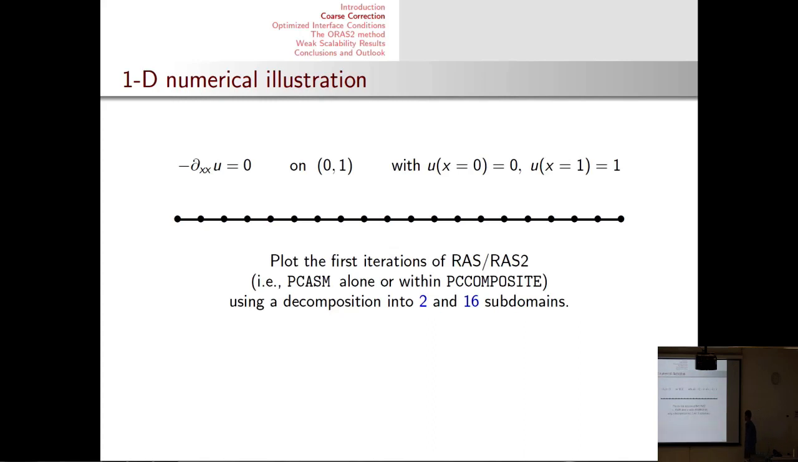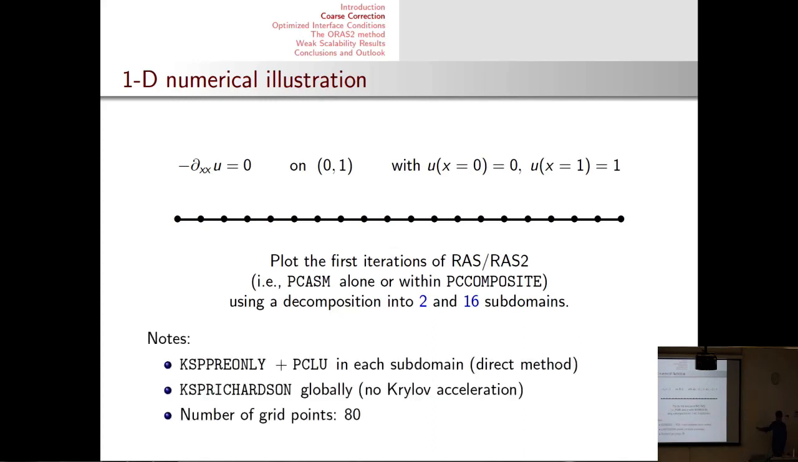Very simple example in 1D, so just Laplace in 1D with boundary condition 0 on the left and 1 on the right. And I will just plot the first few iterations of the RAS2 method, that is PCASM alone or with PC composite, using a domain decomposition into 2 or 16 subdomains. So here, locally, I use direct methods, so preconditioner PCLU, and Richardson method globally, so no Krylov acceleration, and the number of grid points is 80.